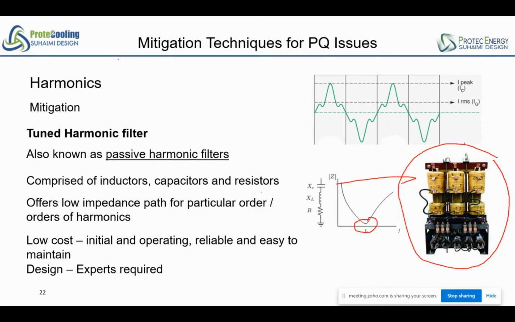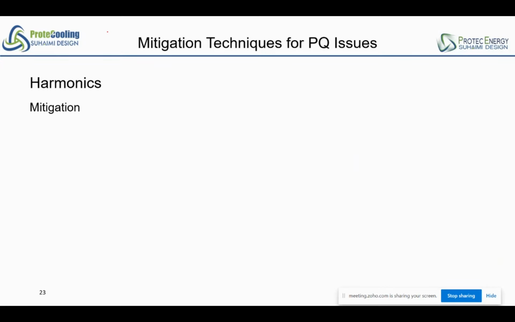Now we need to differentiate these tuned harmonic filters from detuning. Detuning is not a filter, like we have mentioned in the past also. Detuning is just avoidance of amplification of harmonics. We cannot call it a filter.